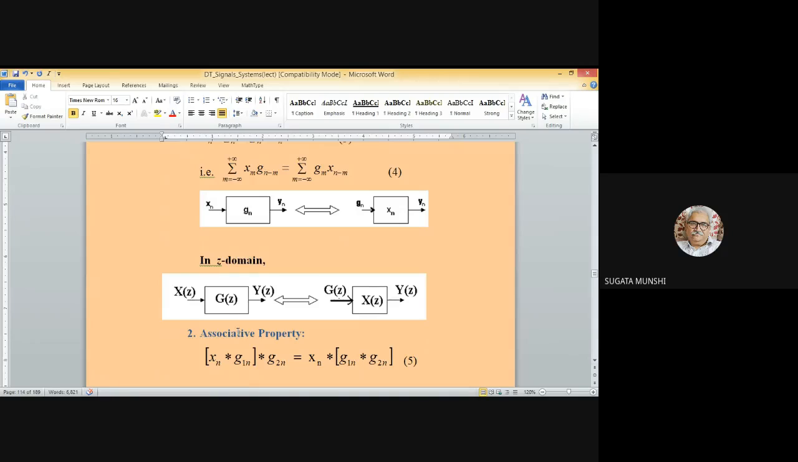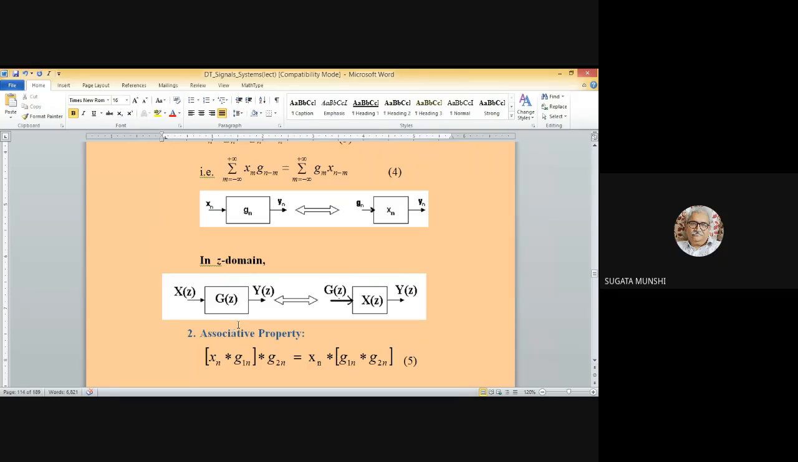Move on to the associative property. The associative property is written there. The statement of the property: convolution of x[n] with a certain sequence g1[n], and then if this result is convolved with another sequence g2[n], it is the same as the right hand side. What do you have on the right hand side? Convolution of x[n] with the result of convolution of g1[n] and g2[n].